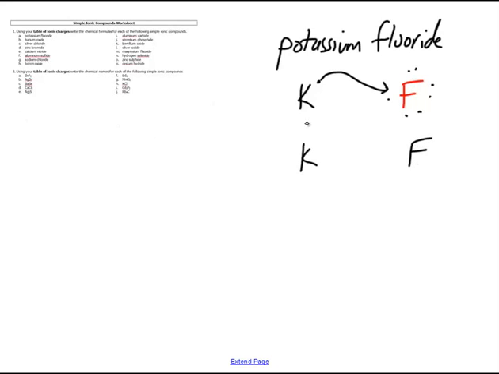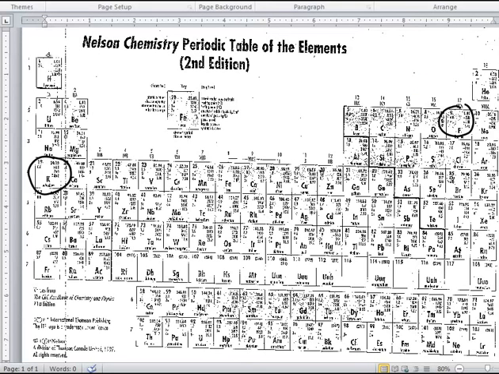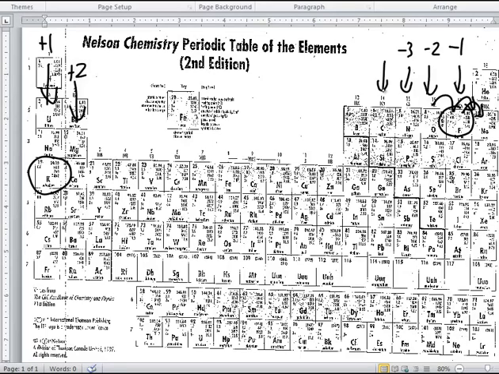Second way would be to look at your periodic table and see that potassium is in group 1, so it has a +1 charge, and fluorine is in group 17. It has a -1 charge. Let's go back here. Remember, these are all +1, these ones are +2, when they lose those electrons. These are all -1, because they just need one more in order to become like the noble gas. These guys need 2 to become like the noble gas. And similarly, these are -3, and these +4, depending on what it's bound to, and these are all +3.